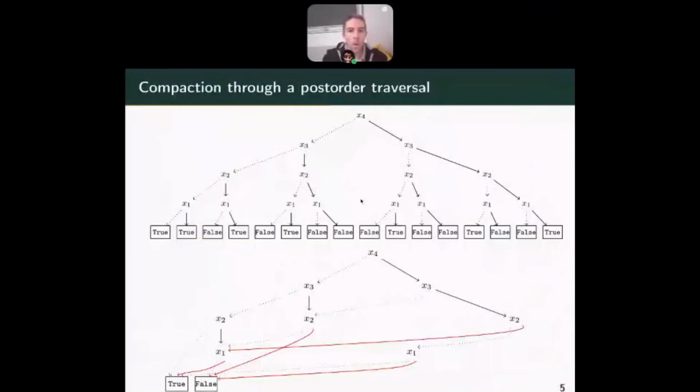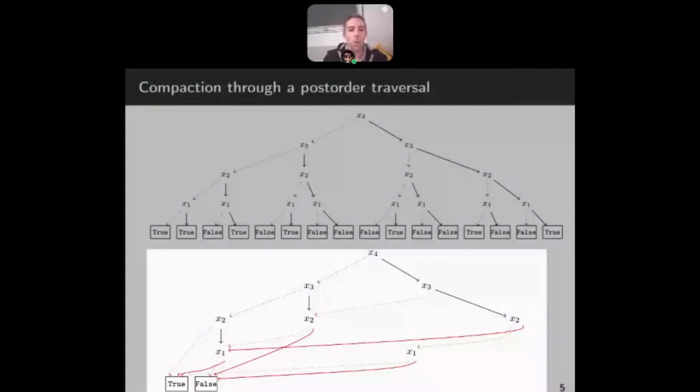Okay, but in order to obtain a deterministic compaction, I will see my decision tree as an ordered tree. So I have a left subtree with the dotted edge and a right subtree with the solid edge. And so using this ordered tree, I can traverse it using a post-order traversal. And so I will apply my compaction through a post-order traversal of the decision tree. And I obtain this structure that is exactly the same as the one I presented before, but just the layout is a bit different. And I have two colors of pointers.